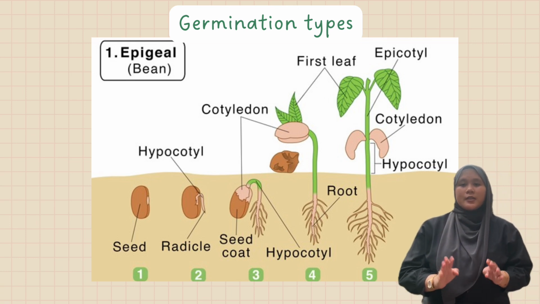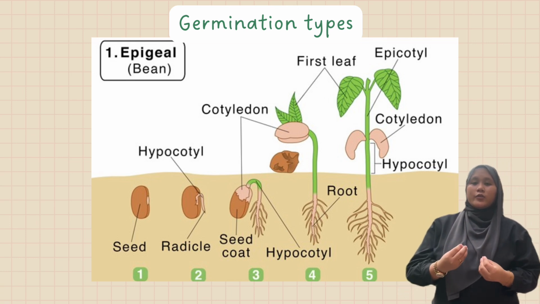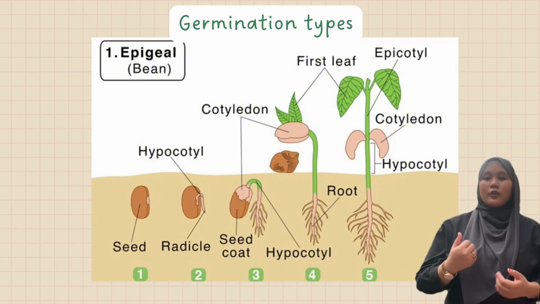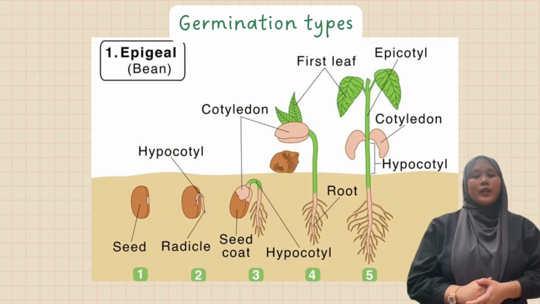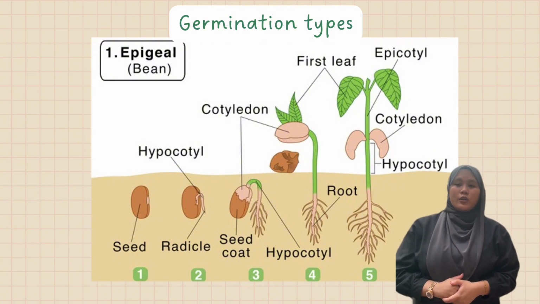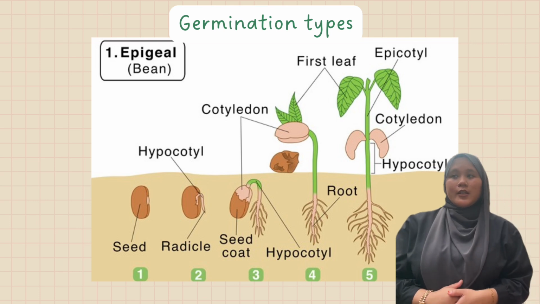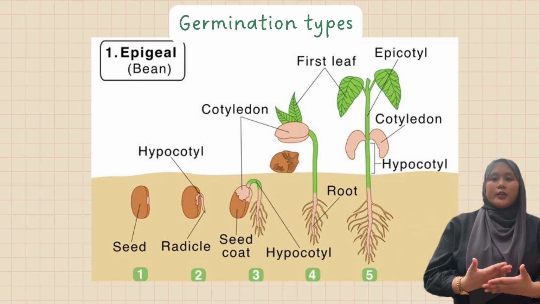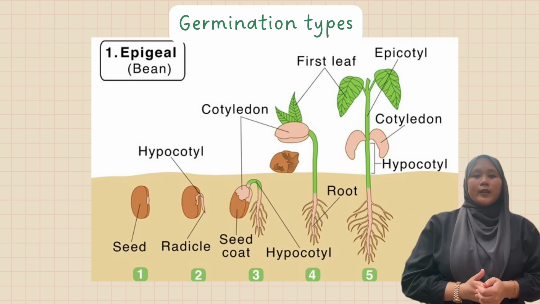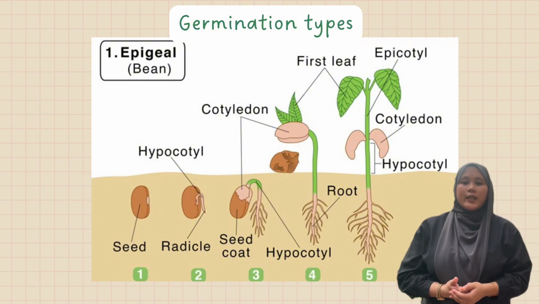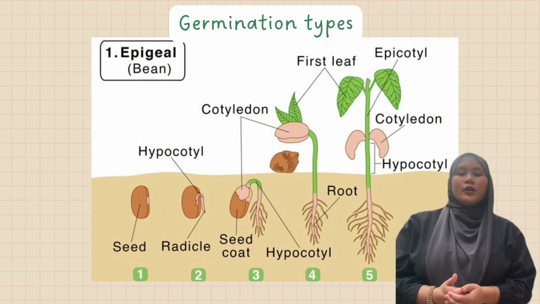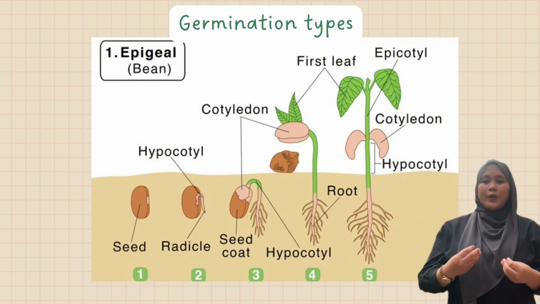By steps 4 and 5, the hook straightens out in response to light, lifting the cotyledons entirely above the soil surface. The cotyledons expand and turn green to temporarily photosynthesize, and the first true leaves emerge from the epicotyl above them.